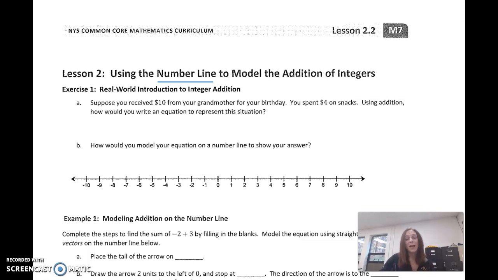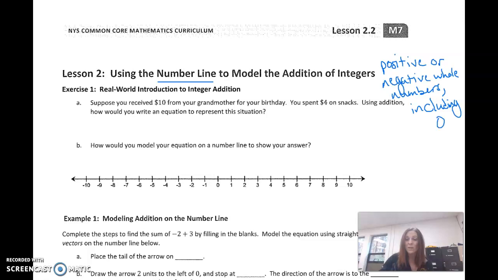Now remember, integers are positive or negative whole numbers, including 0. On a number line, if you look at this number line here, these are all integers. There's no decimals, there's no fractions. They're positive and negative whole numbers and include 0, which is neither positive nor negative.